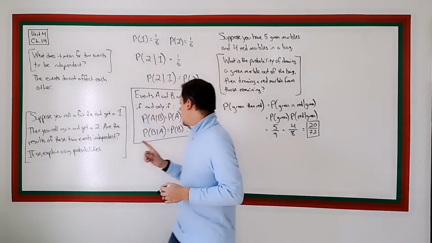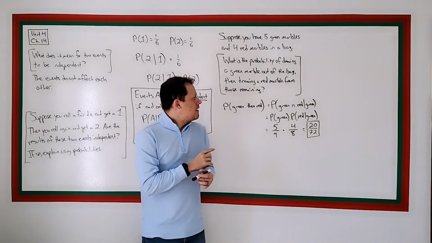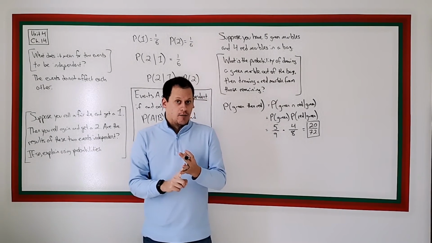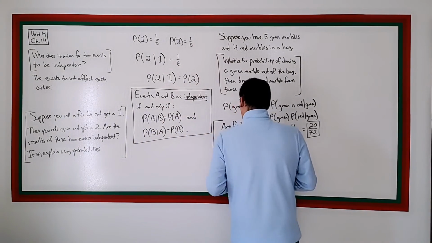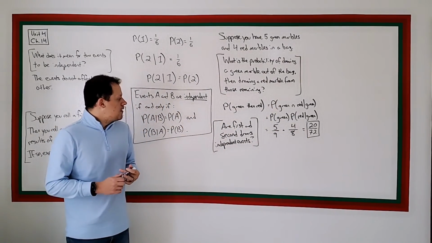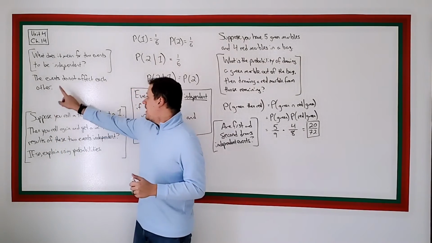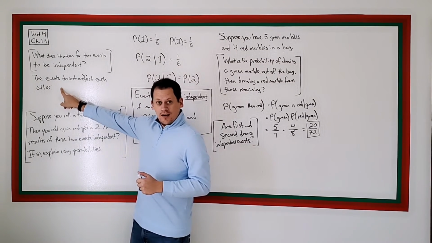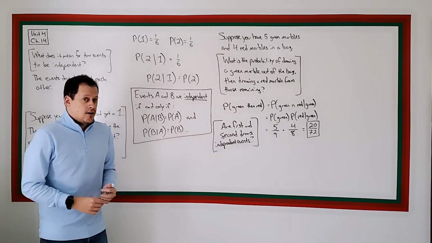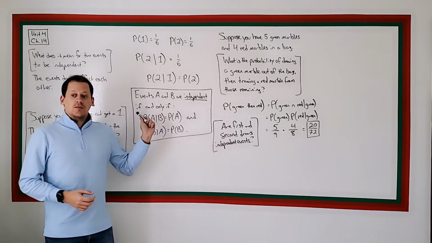So, wait. Are these events independent? And by these events, I'm referring to the first marble you take out of the bag and the second one that you take out of the bag. Are the first and second draws independent events? Maybe you already know the answer, but I don't want you to answer in English. I want you to answer using probabilities. How can you show whether the first and second draws are independent events using probabilities?